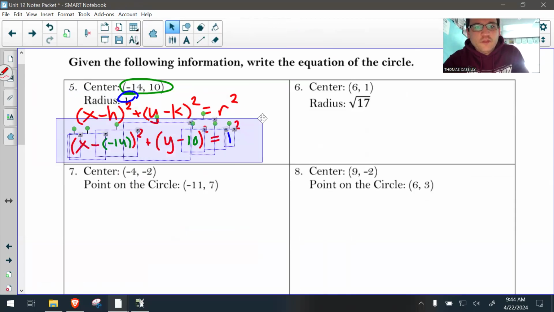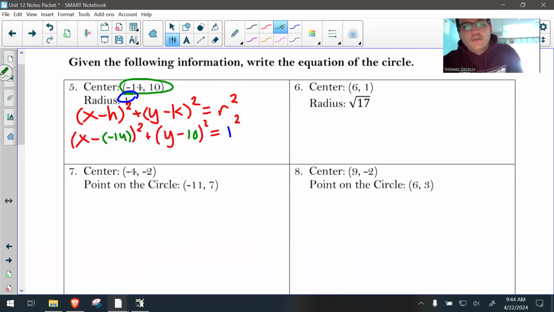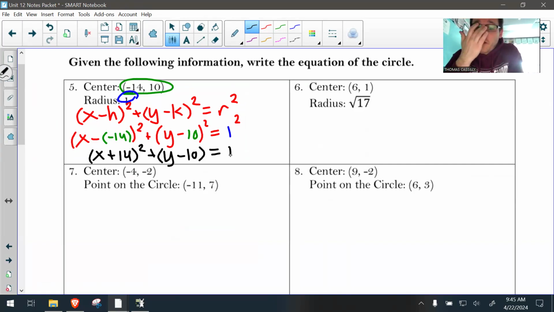The only thing that I would do differently here, just for completion's sake, is that this is minus -14. So my final answer here, I'm going to say x plus 14 squared plus y minus 10 squared equals, well, 1 squared is just 1. So that would be your final answer. And now it kind of matches, right? We said that that plus 14 is a liar, so the center should be -14. So it's consistent, and that's kind of what we go with here.